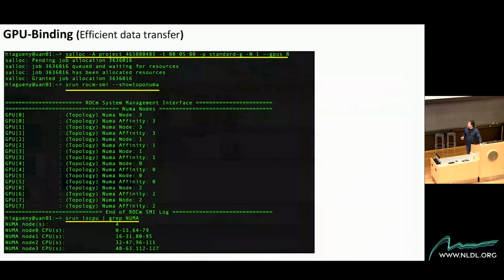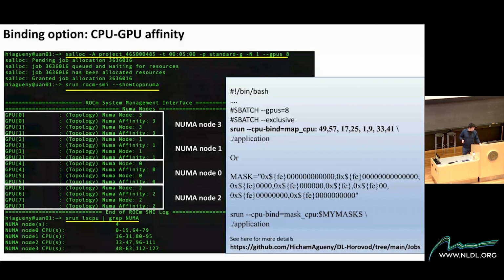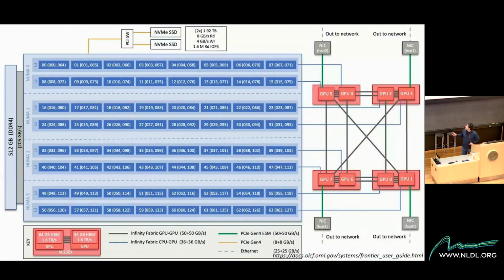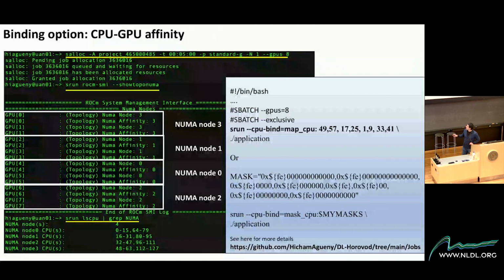I think probably I will just stop here. So in this picture, I want to talk about the binding option, which is the case if you want a specific CPU to run on a specific GPU. There is a mask here that you can specify, but this is also valid only if you have exclusive GPUs. Otherwise, it wouldn't work.